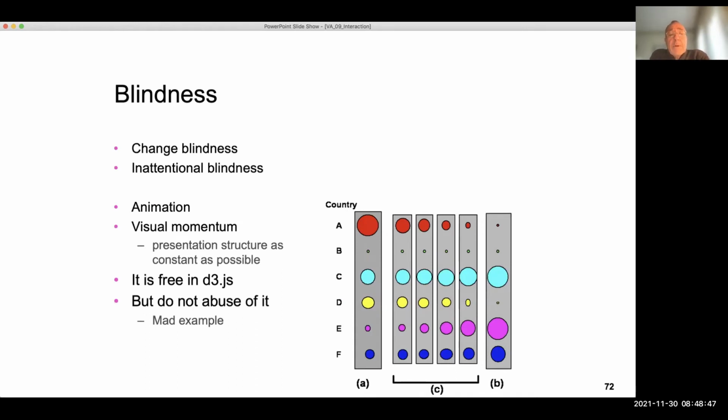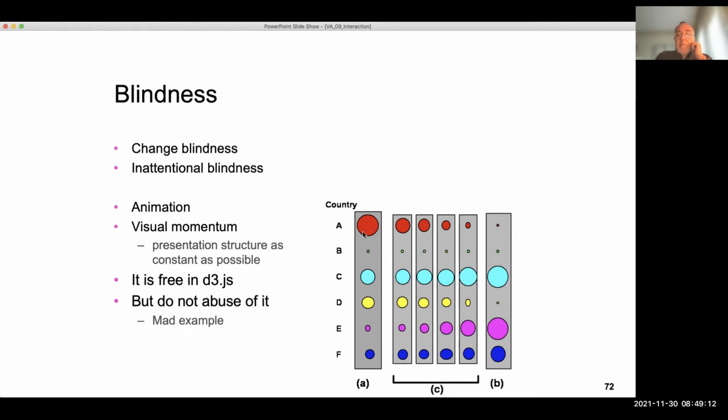And I discussed several times, a long time ago, the kind of blindness you can suffer in this change. With change blindness, something changes and you are not noticing it, or with inattentional blindness, you are looking somewhere else, or something changes where you are disturbed or distracted. And you can use animation for that.